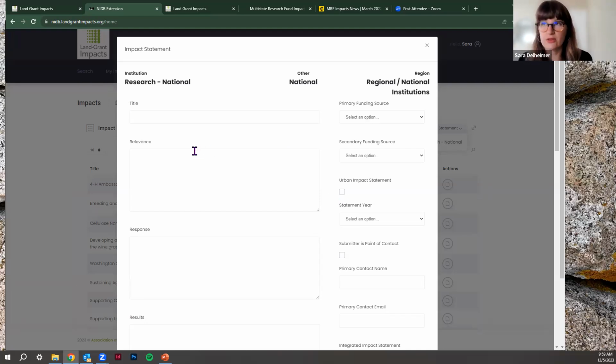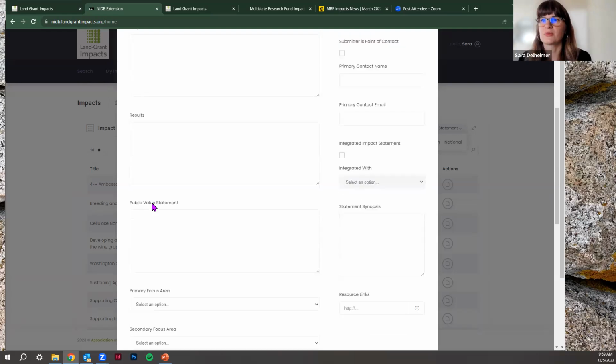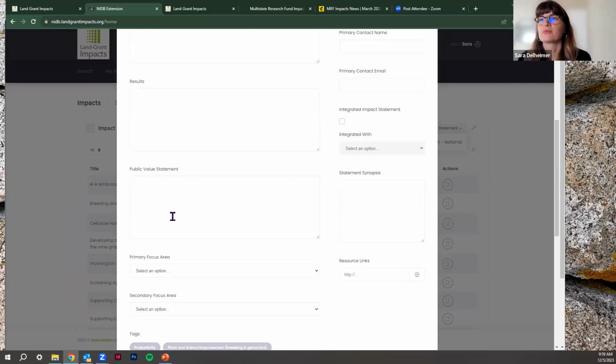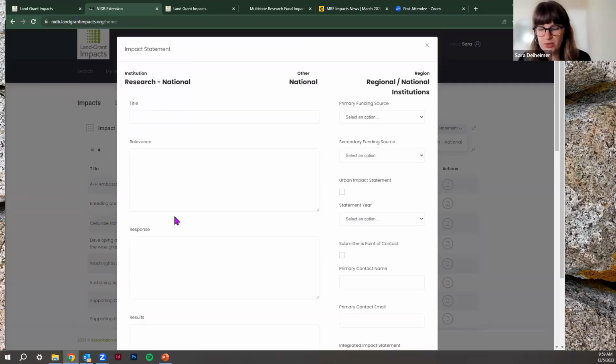And you can see that the sections are very similar to what we just went through: title, relevance, response, results, public value statement. And within those text boxes, there's not currently really any formatting you can do, but that is something that the database team is working on. So right now it's just kind of a string of characters, just a few sentences per box is a good rule of thumb.